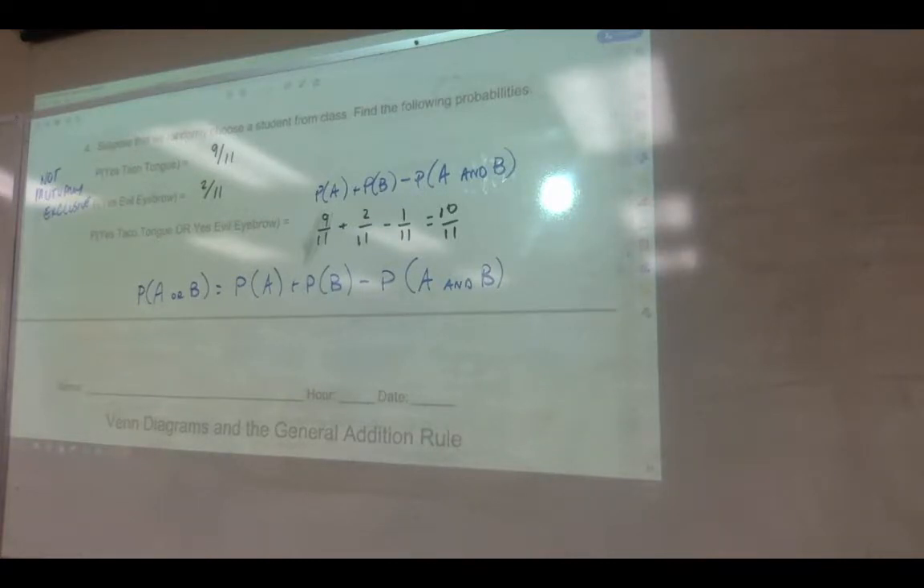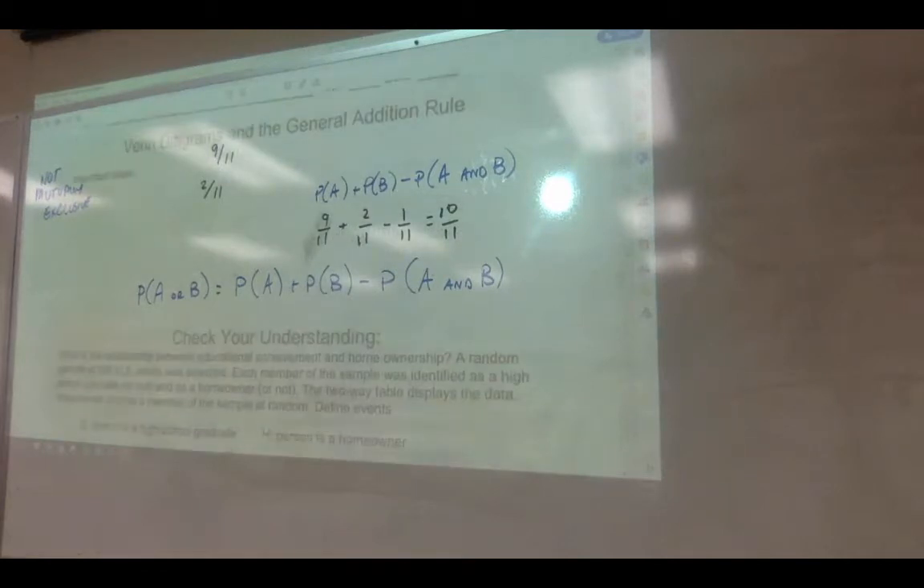This is a formula, but you have understanding of this, right? So the probability of A or B happening is the probability of A plus the probability of B minus the probability of someone who happens to have both. It's true for both of these, but let's talk about it in terms of Venn diagrams. You ready?